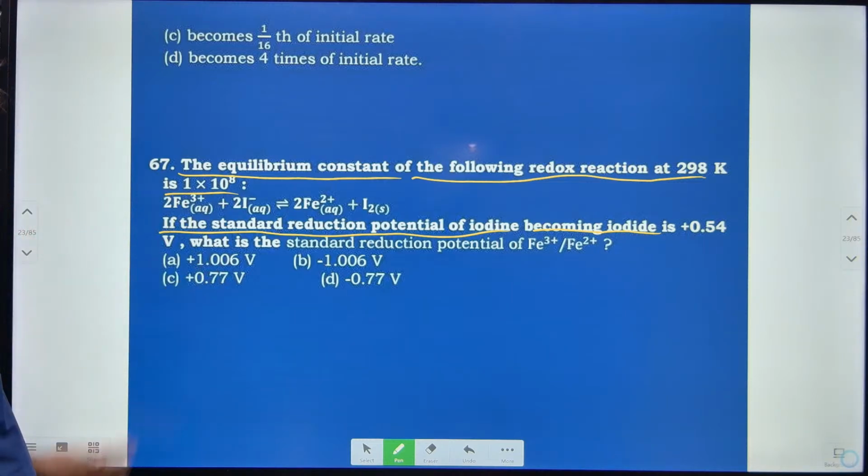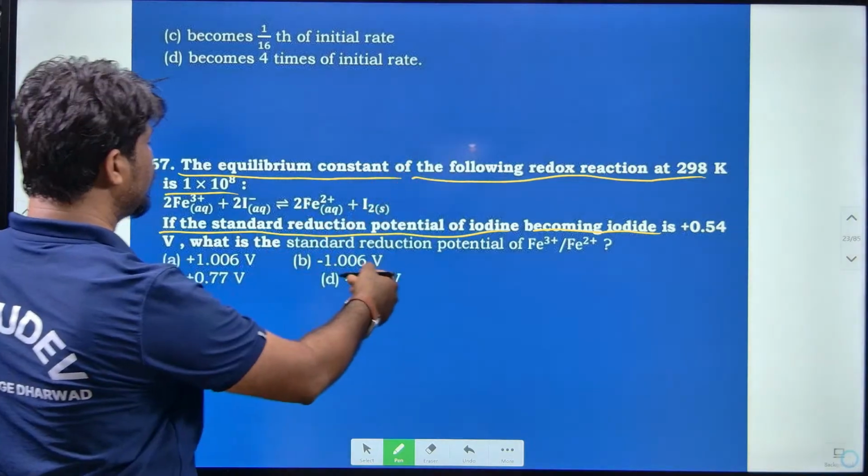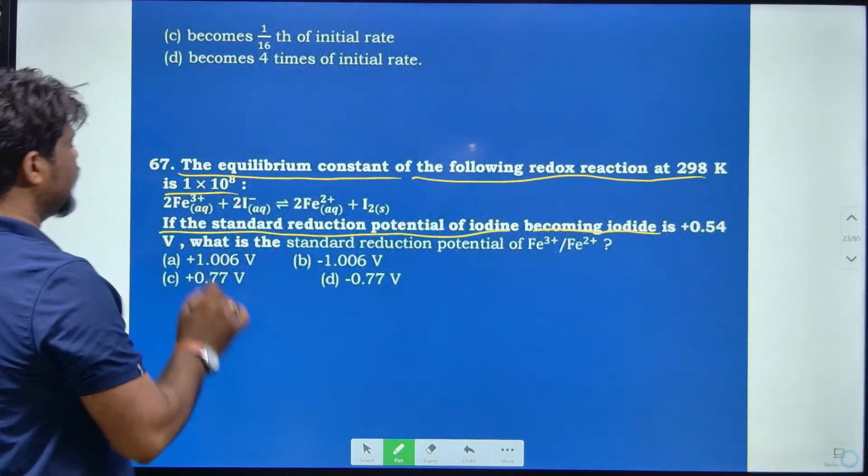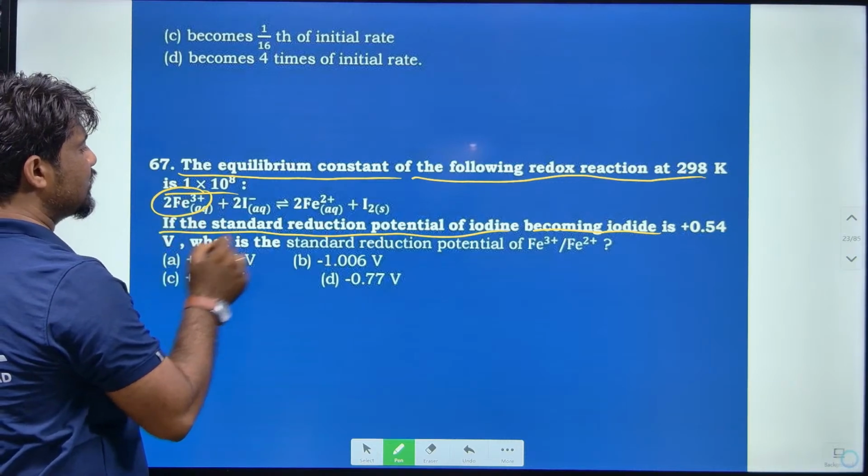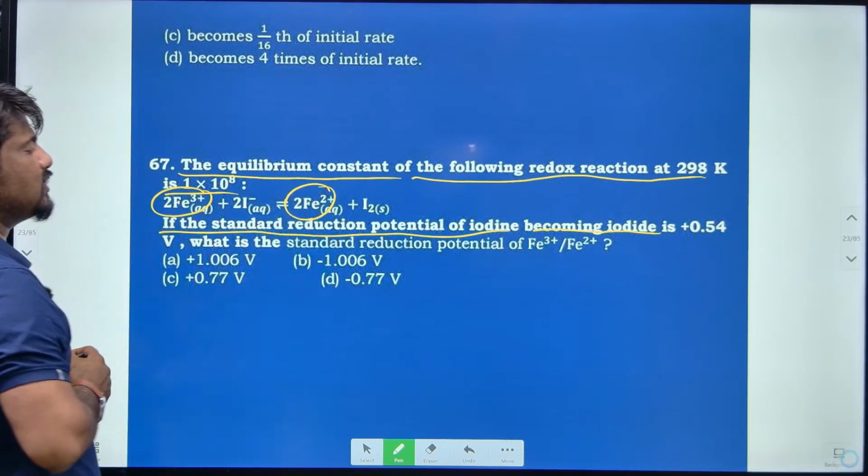They're asking for the electrode potential of either the cathode or anode. That I will discuss from this equation. Look here. Fe3+ is converted into Fe2+.